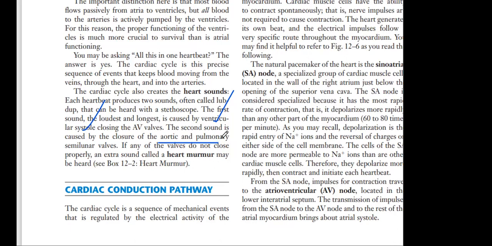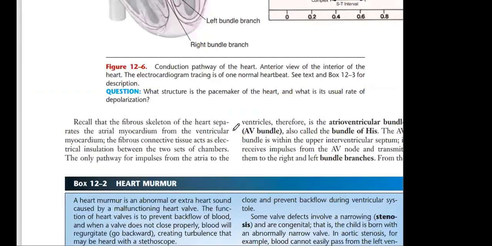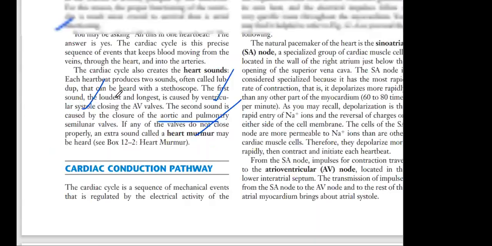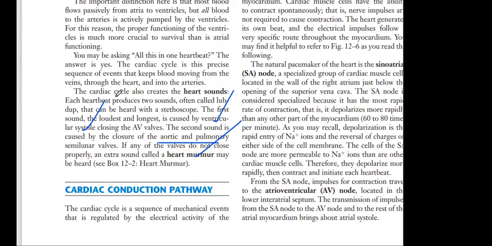What will happen if the closure of the valves does not happen properly? We can hear murmur sounds, heart murmur sounds. These are the abnormal sounds of the heart because of the valves not closing in the heart. So this is the thing we have to remember about the cardiac cycle and heart sounds.